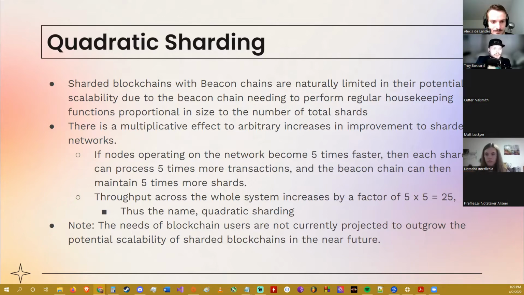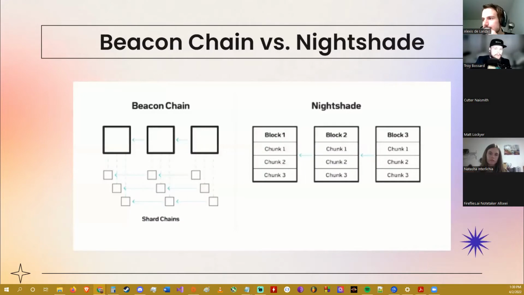But with quadratic sharding, there's a multiplicative effect to arbitrary increases in the improvement to sharded networks. So if nodes operating on the network become 5 times faster, then each shard can process 5 times more transactions, and the beacon chain can then maintain 5 times more shards. So the throughput across the whole network increases by a factor of 5 by 5 equals 25, thus the name quadratic sharding.